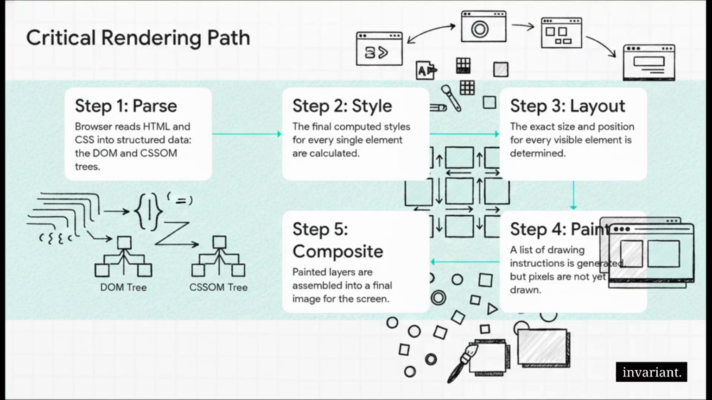This 5-step process you're looking at right here, parse, style, layout, paint, and composite, this is the universal language of web rendering. It doesn't matter if you're on Chrome, Firefox, or Safari, this is the core logic they all use. And that standardization, that's what makes the web work everywhere, on any device. So let's break down what each of these steps actually does.